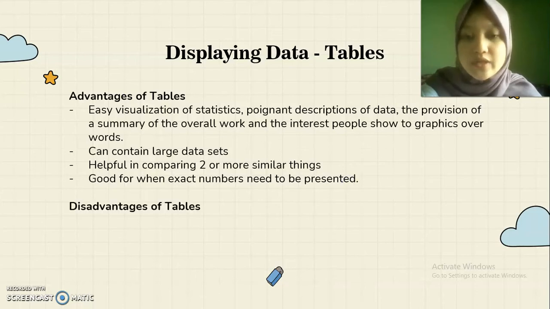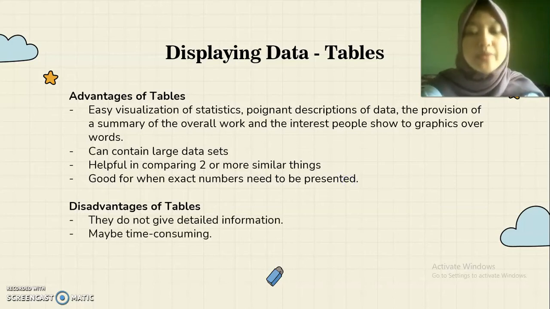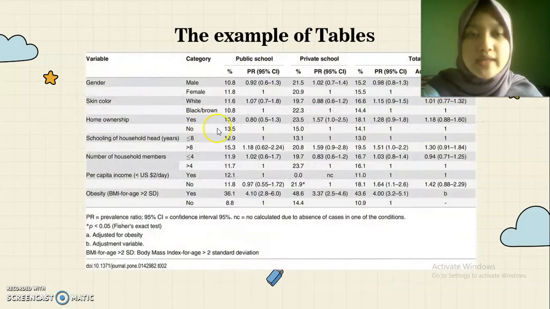And the disadvantages of tables: they don't give detailed information and may be time consuming. Of course, when the data is large, it may be time consuming to make tables. And here's an example of tables, prevalence tables about public school and private school.